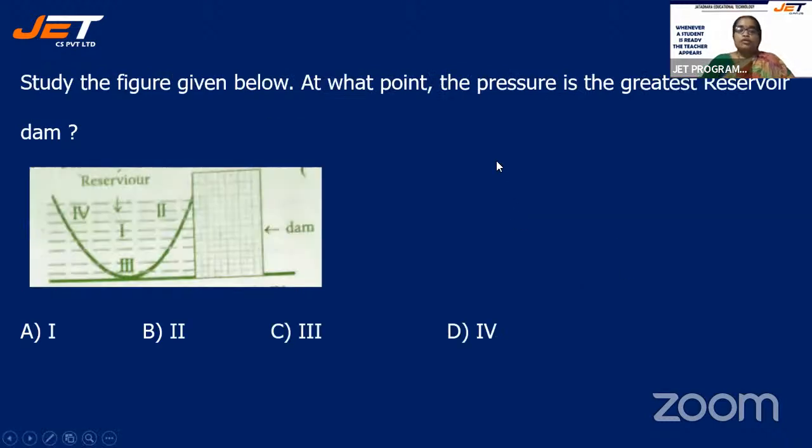Study the figure given below. At what point is the pressure the greatest in the reservoir dam? At what point in the figure, 1, 2, 3 or 4? It is option 3, that is C.